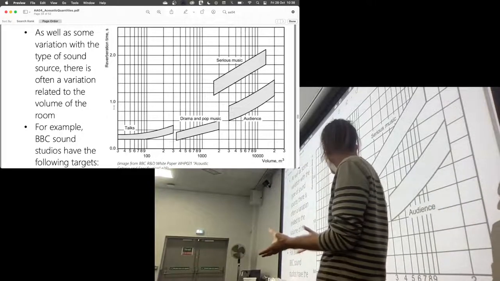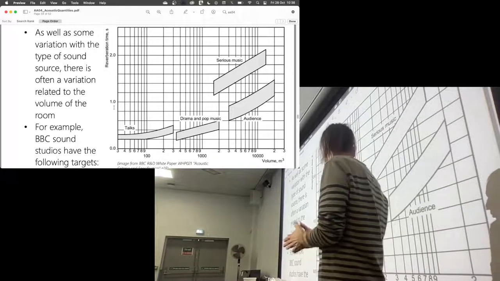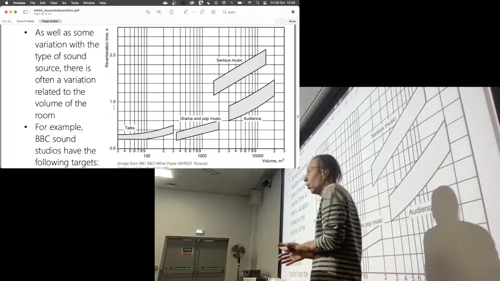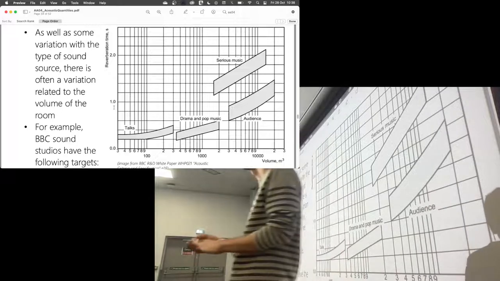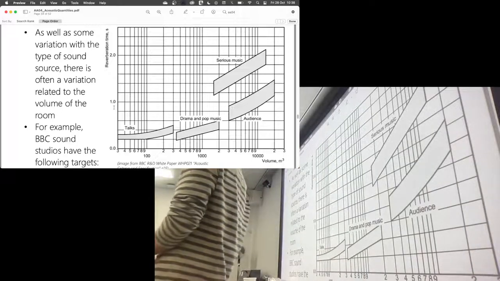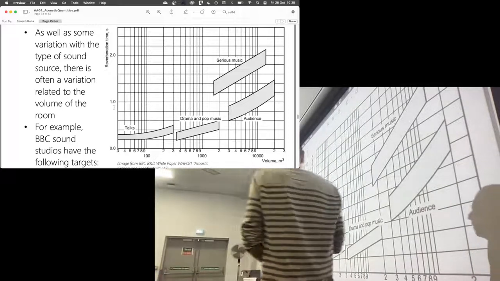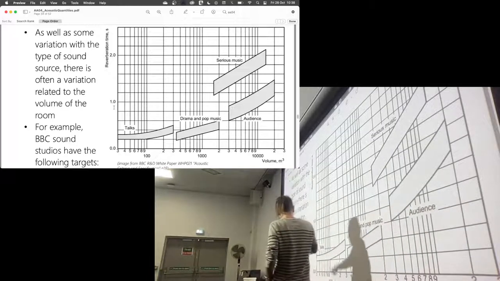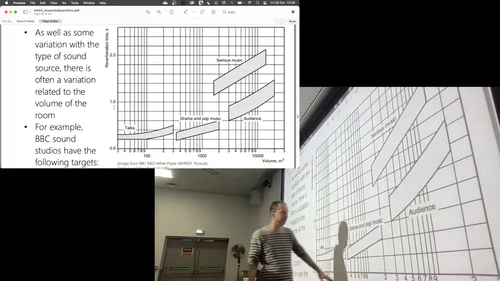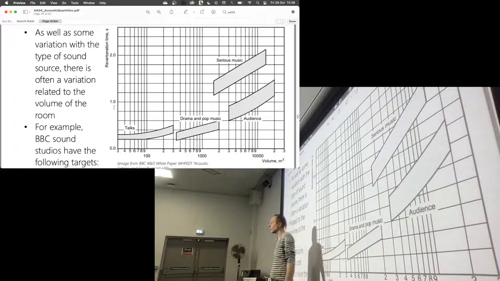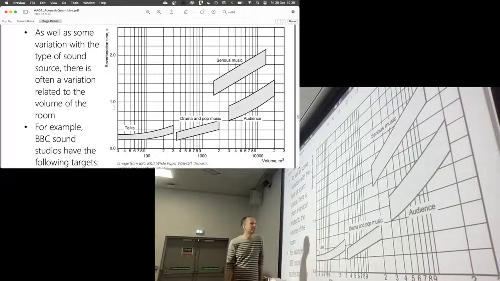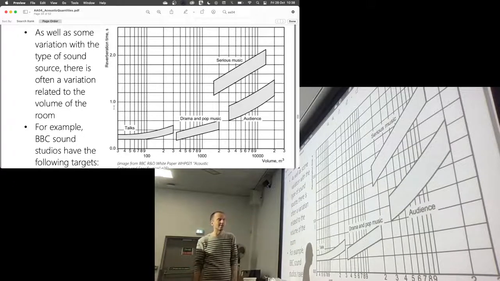So what you expect and probably know is that with the increasing volume of the room, increasing size of the room, the reverberation time increases inevitably. Okay, so what you're looking at here is the reverberation time in relation to the room volume. Okay, another one of those interesting things. Consider understanding a graph where the two axes are not straightforward.